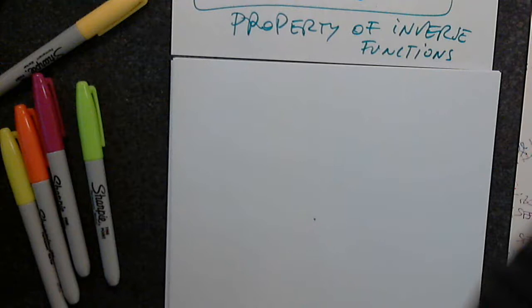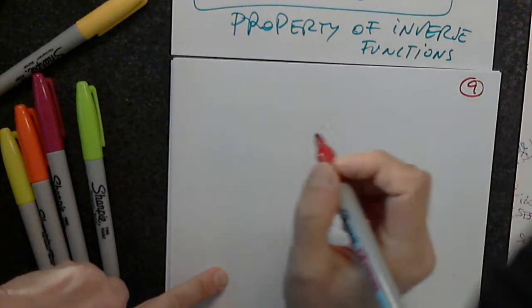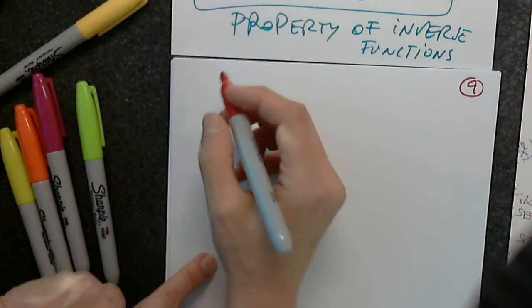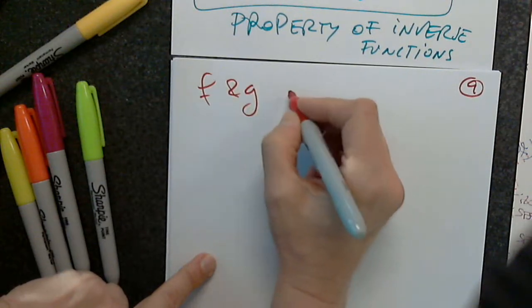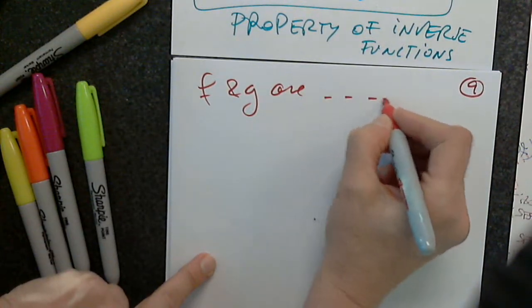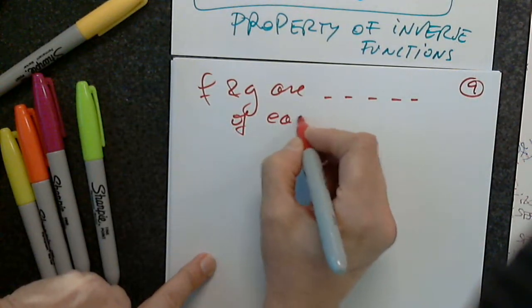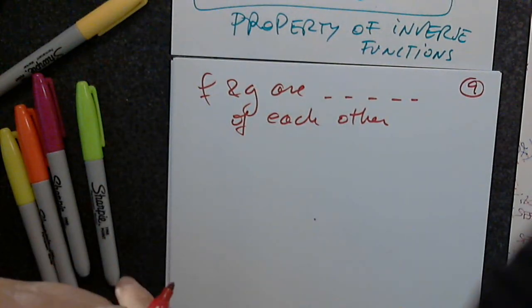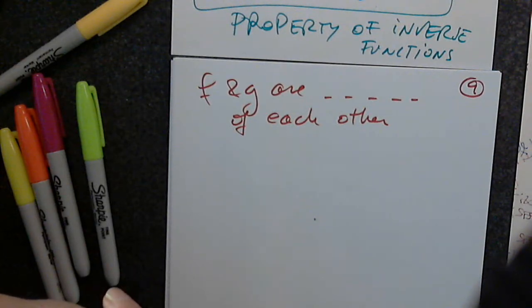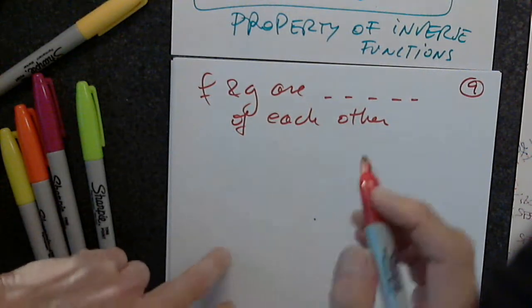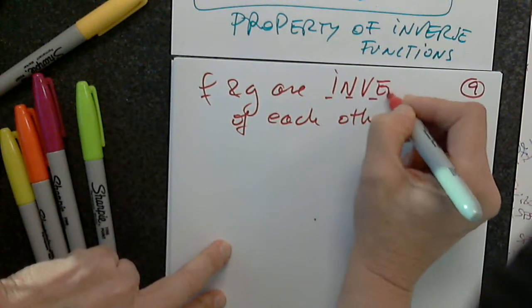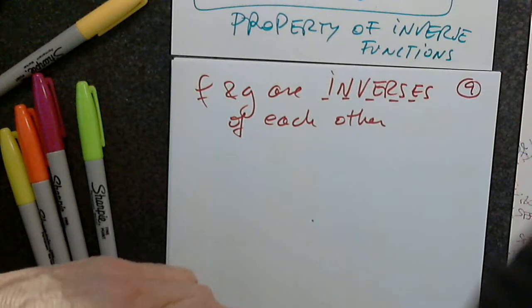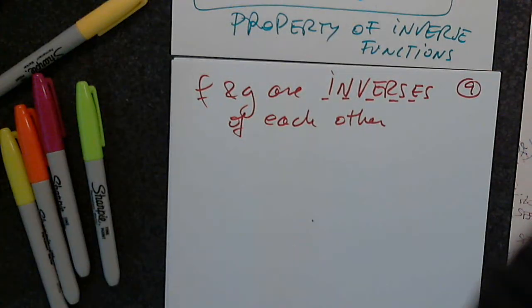Opposite will mean f of x and negative f of x. I used the word a second ago. Inverse? Exactly. So f and g are inverses of each other.